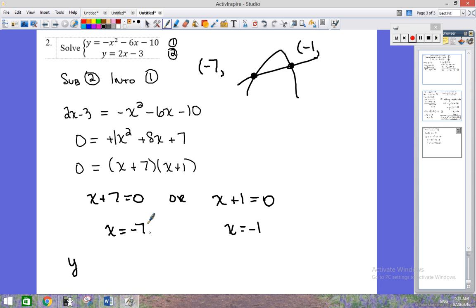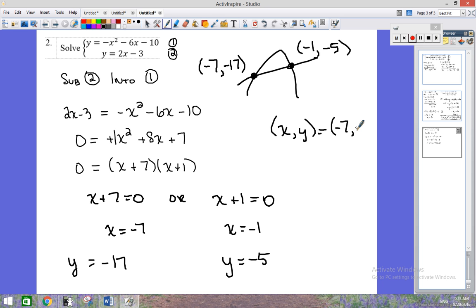If I double that, I get negative 14 minus 3, I get a negative 17. If I double this, I get a negative 2 minus 3, I get a negative 5. So negative 7 comma negative 17 is one point, negative 1 comma negative 5 is the other. So we want to tell people that's our solution. That we have a point. I'll have to write them right on top of each other because I ran out of room.